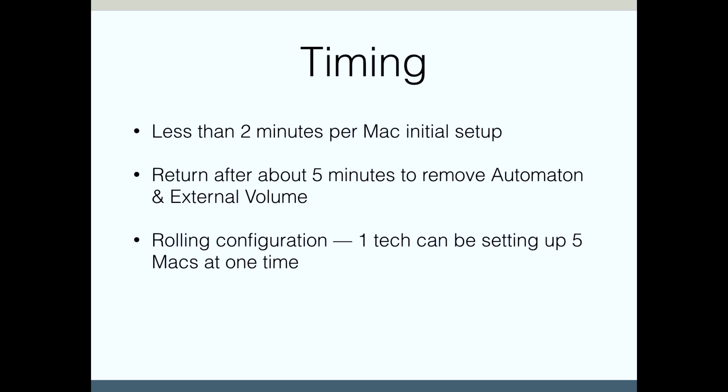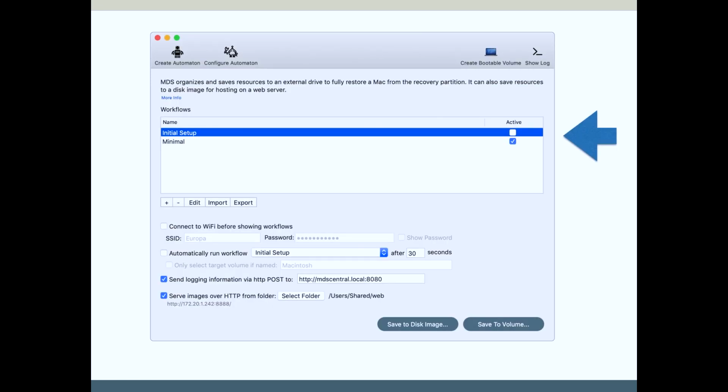And then with the rolling configuration, one tech can be setting up 5 Macs at one time. So by the time the 5th one's done, they can grab the first one and go on to the 6th one. And that first one's done, and now it's like a rolling window frame. I had to put it on a whiteboard, like it was a math problem, right? Because it's overlaps, and it wasn't a trivial problem for me.